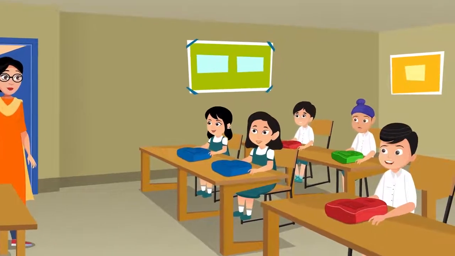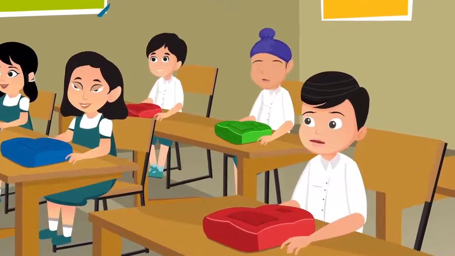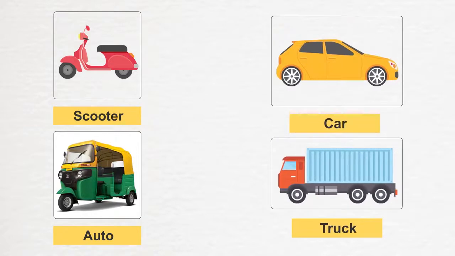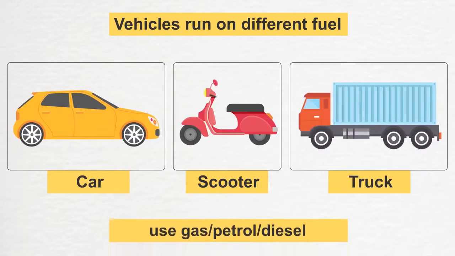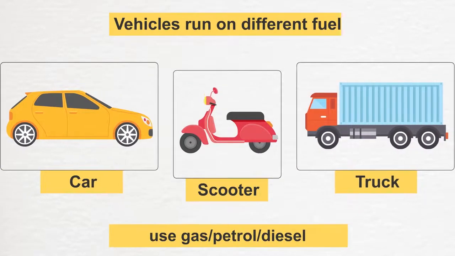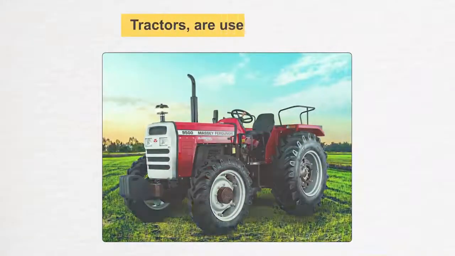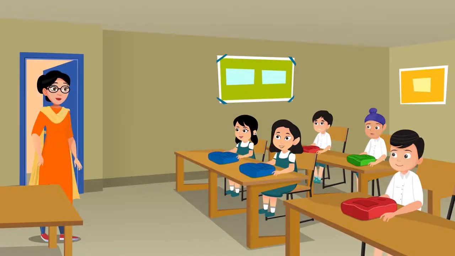Now, who will recap today's lesson for us? Ma'am, today we learned about the various means of transport. We learned how today's vehicles are different from those of old days. We identified vehicles with different number of wheels, and you told us about various kinds of fuel on which different vehicles run. At the end, we learned about vehicles which help in emergency situations, in farming and in transportation of goods. Well done, Raju. See you tomorrow, students.